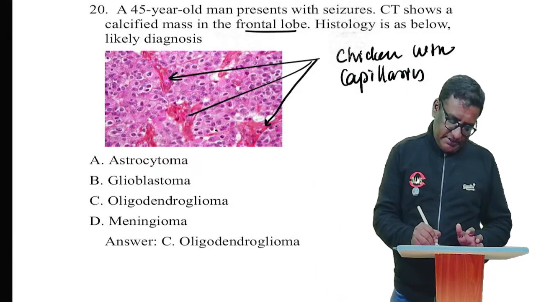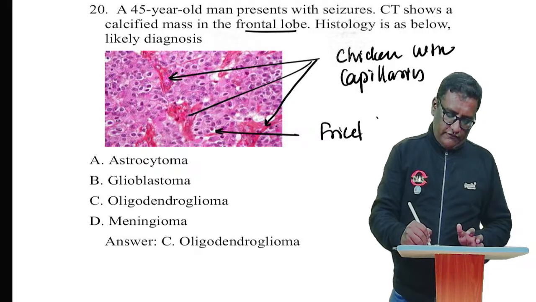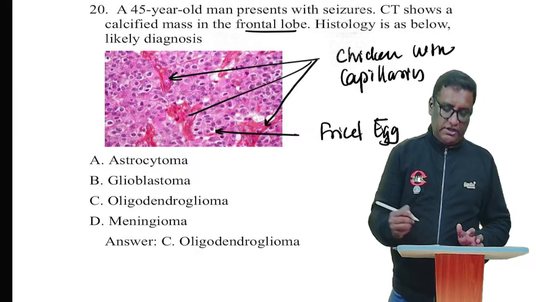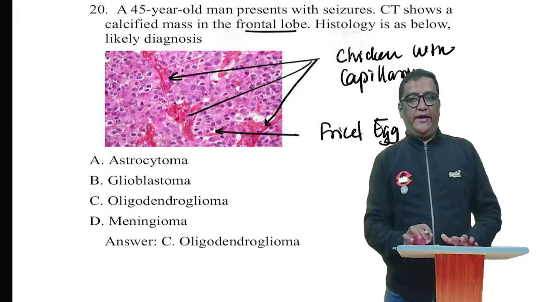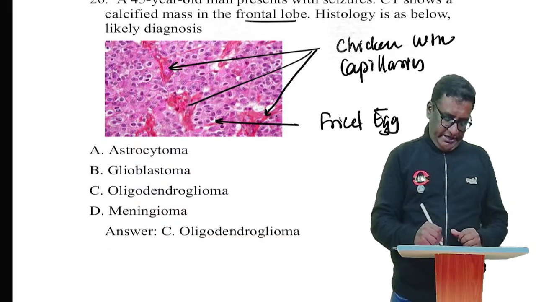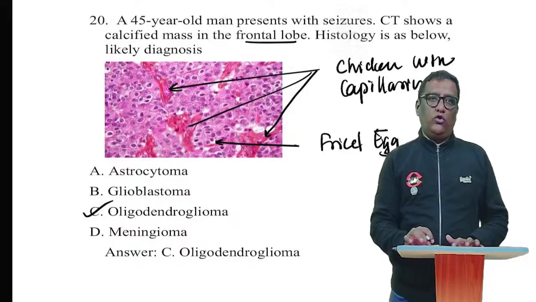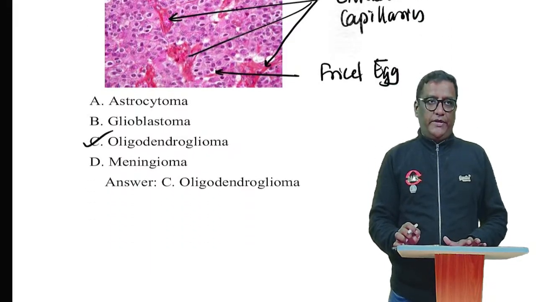And even I am seeing some cells showing this fried egg appearance also. Fried egg appearance is also seen in oligodendroglioma. Chicken wire capillaries and fried egg appearance are seen in oligodendrogliomas. That is the correct answer. And usually it will be a frontal lobe tumor. Right? Next, question number 21.